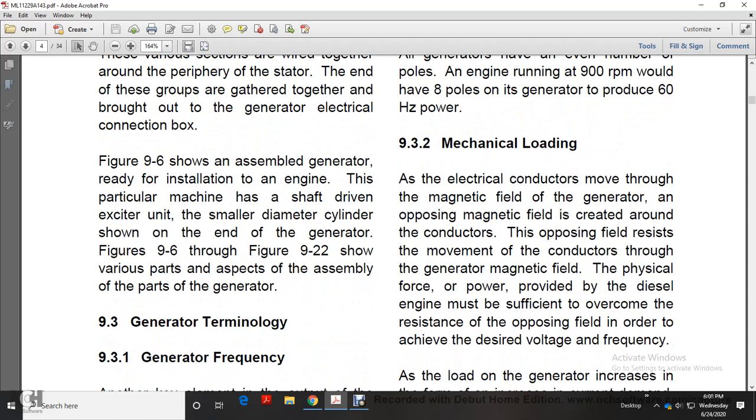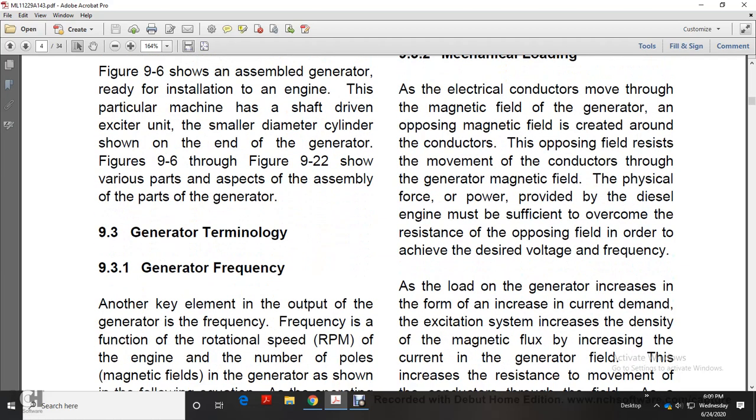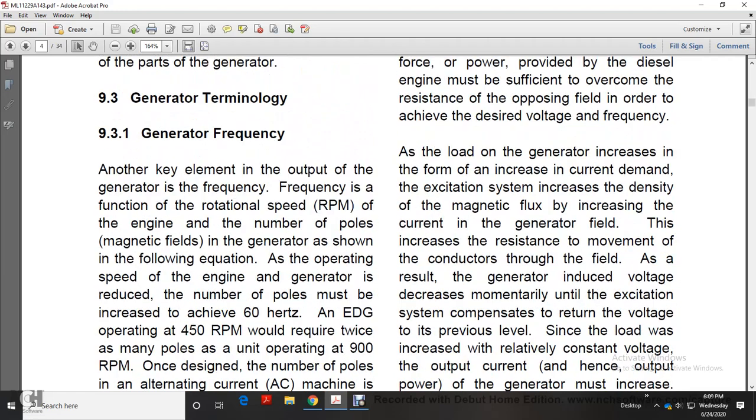9.3.2 Machine mechanical loading. Electrical conductors move through the magnetic field of the generator. An opposing magnetic field is created around the conductor, and this opposing field resists the movement of the conductors through the generator magnetic field. The physical force or power provided by the diesel engine must be sufficient to overcome the resistance of the opposing field in order to achieve the desired voltage and frequency.